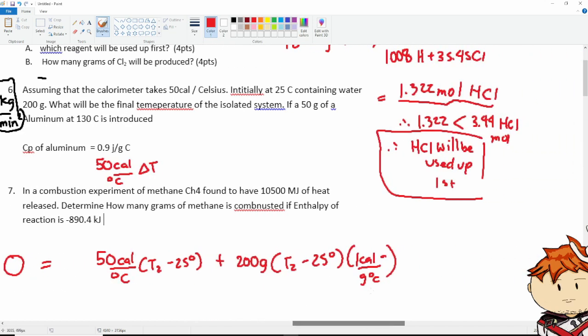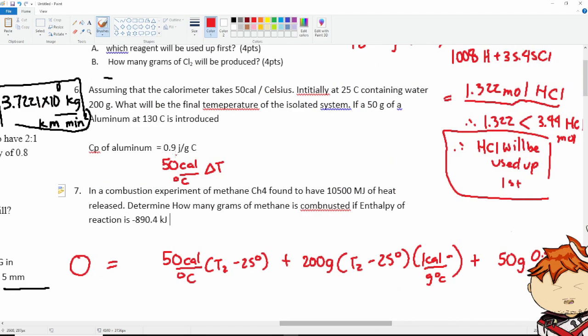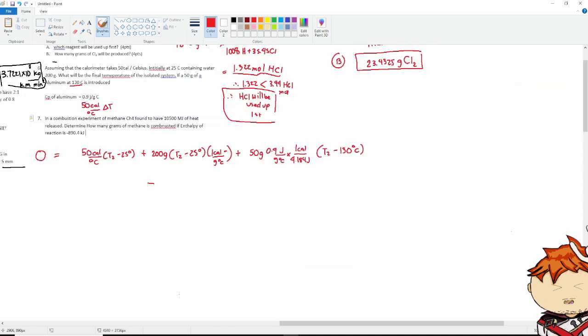Then we have aluminum of 50 grams with a specific heat of 0.9 joules per gram degree Celsius. I'm going to convert the joules to calories: 4.184 joules is 1 calorie. Then that aluminum will have T2 minus 130 degrees Celsius. Right? Aluminum is introduced at 130 degrees Celsius. What is now the temperature of the water?